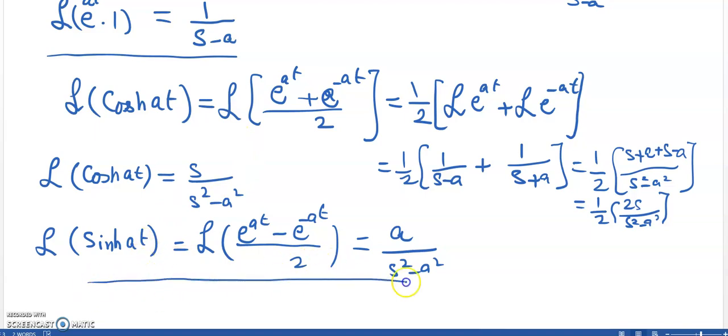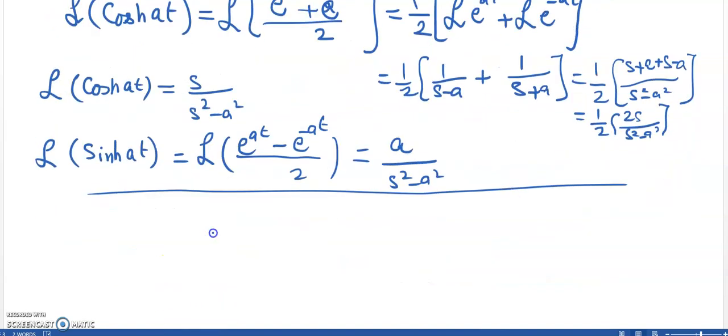So you can see that we have found the Laplace transforms of the hyperbolic functions cosh and sinh, but we have not found the Laplace transform of the cosine or sine function. So that we are going to do now. The Laplace transform of the cosine function: in this case we take cosine of omega t, and similarly we can do it for sine of omega t as well.